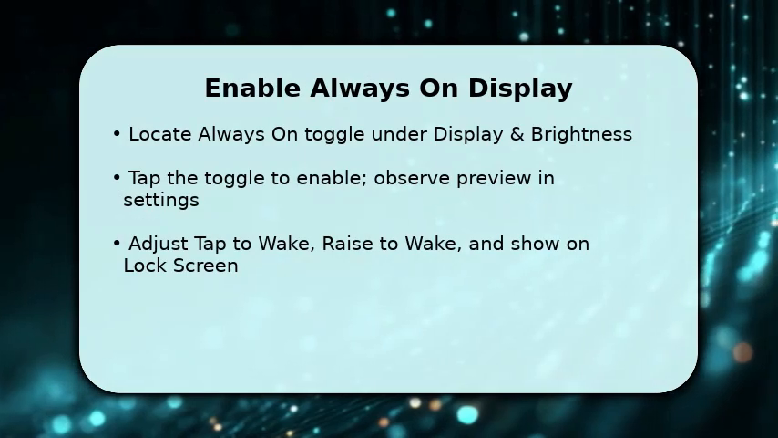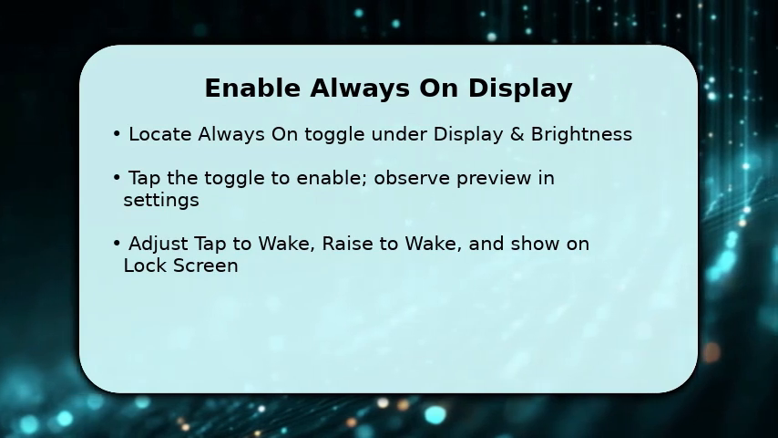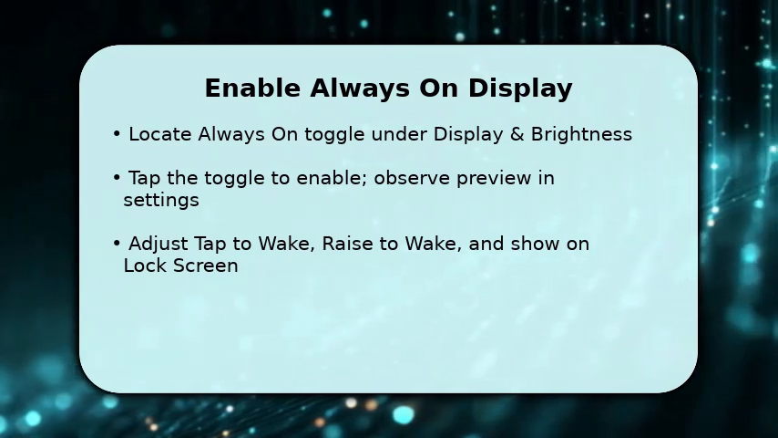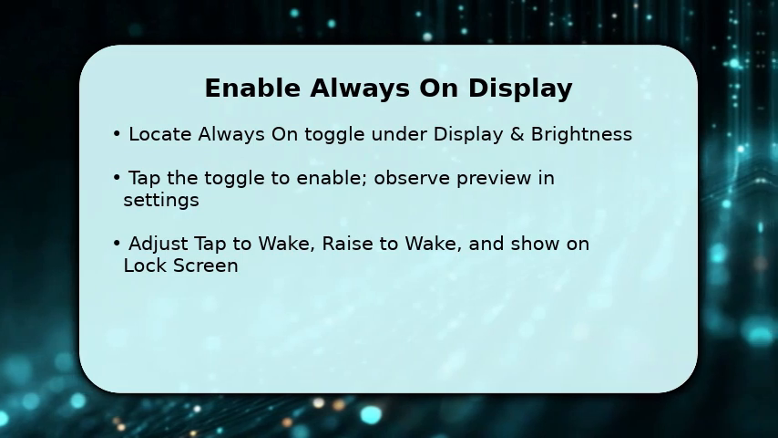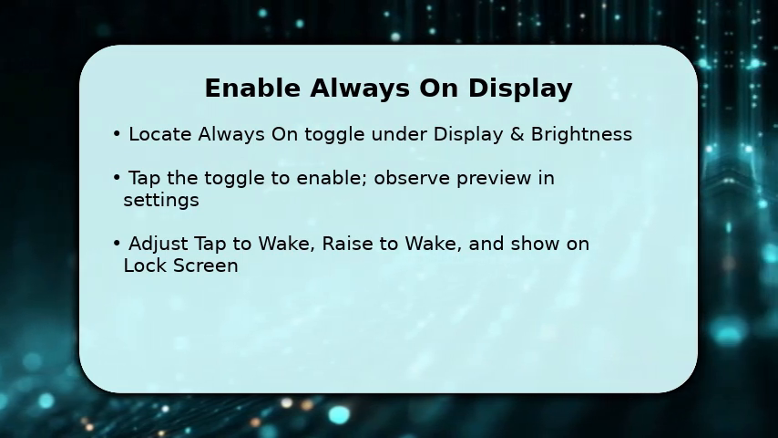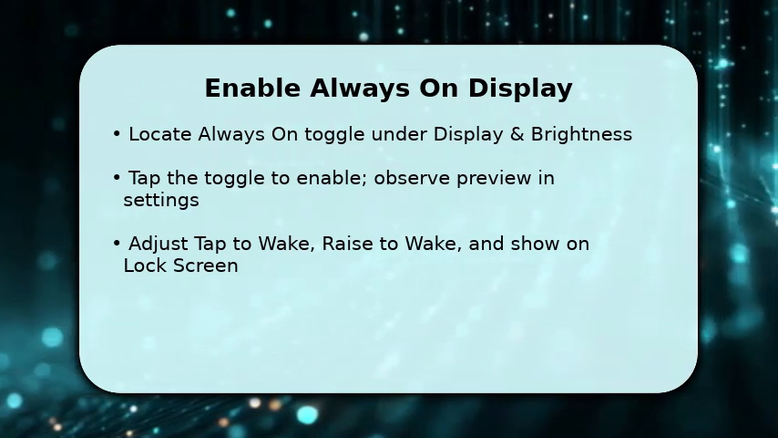You'll see the always-on option under Display and Brightness. Tap that row to reveal the toggle and preview controls. Tap the toggle to turn always-on display on. You'll immediately see a sample of the dimmed lock screen.